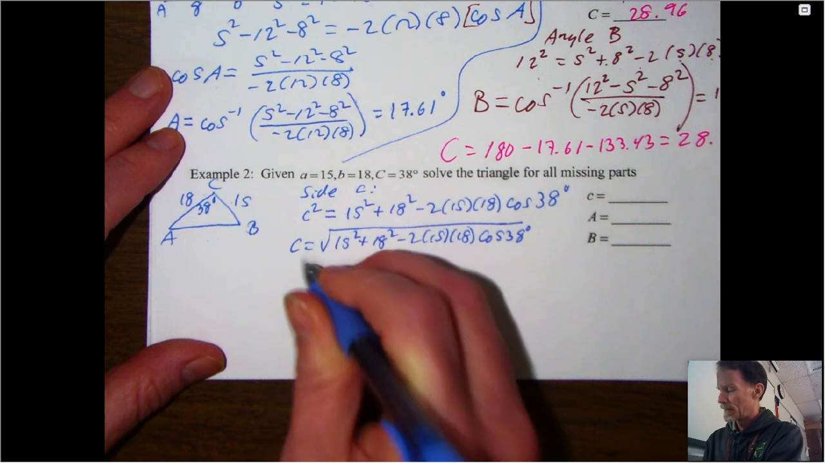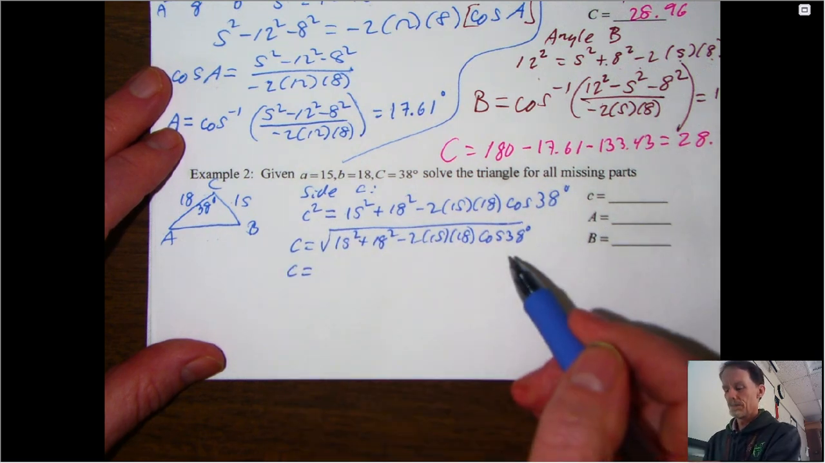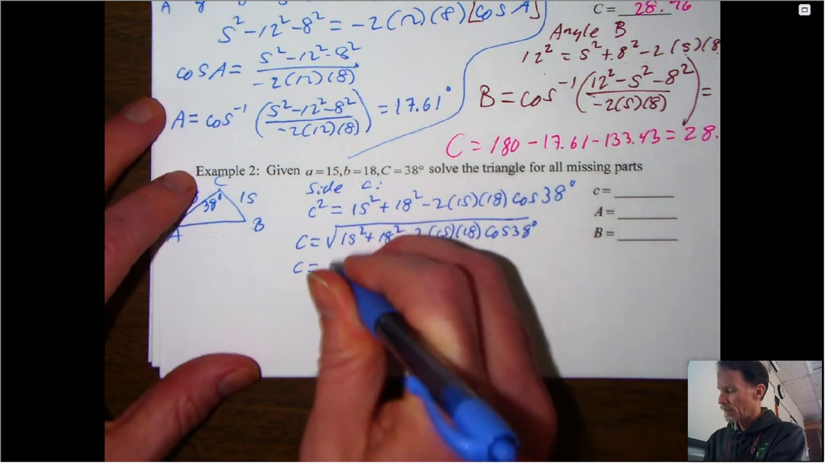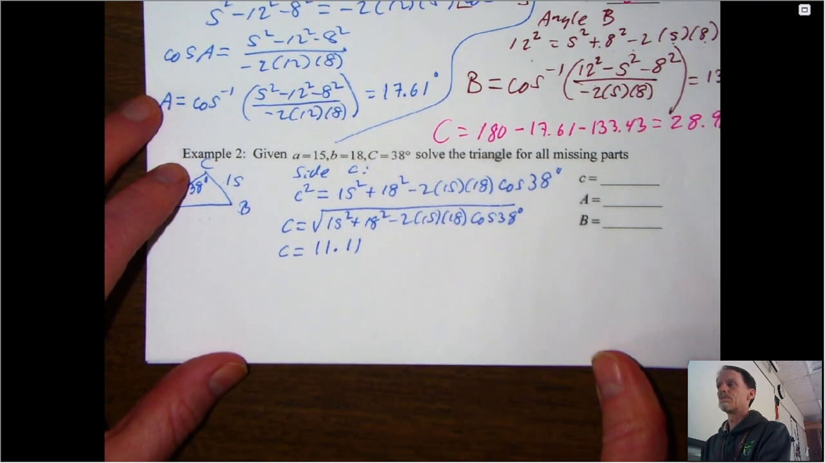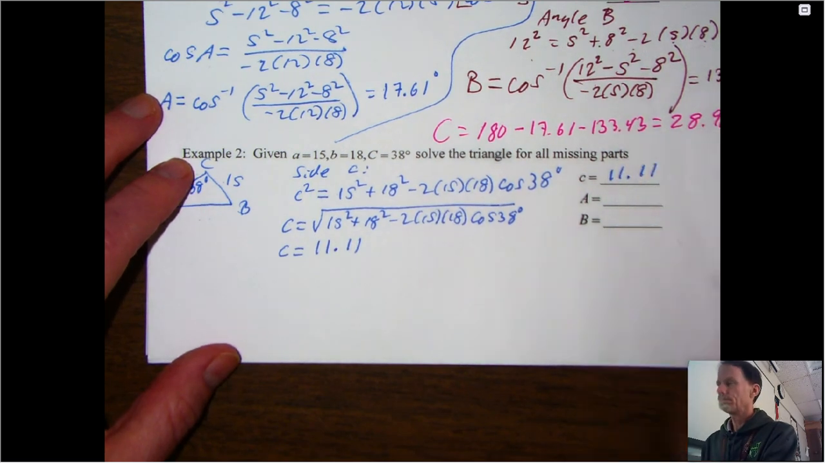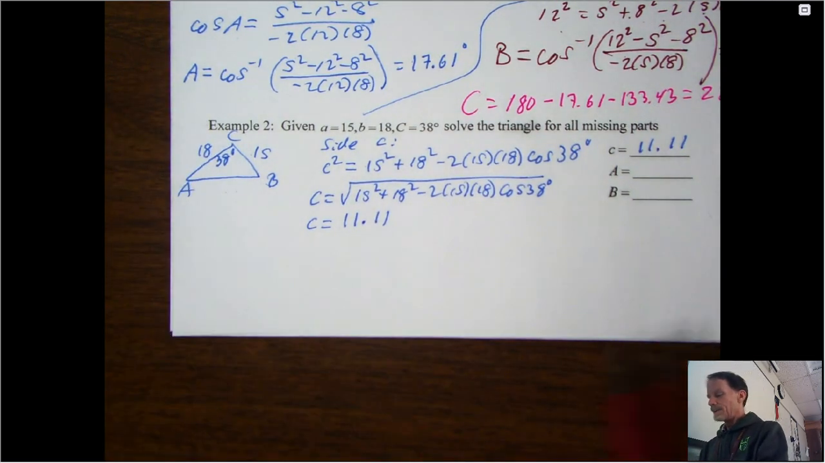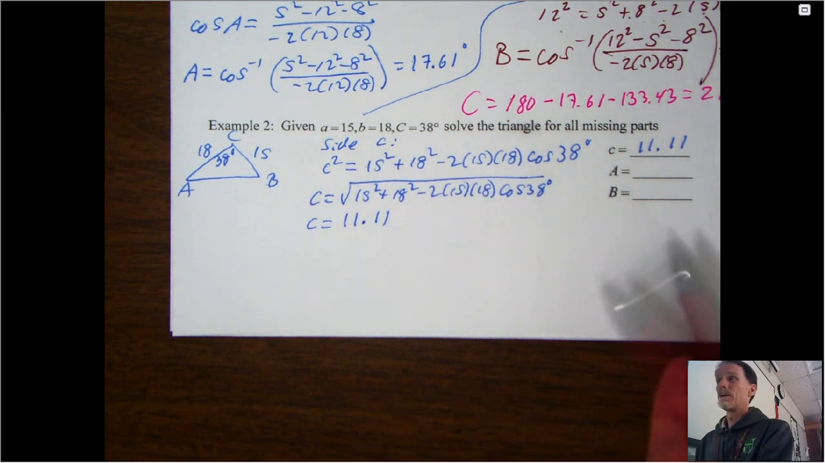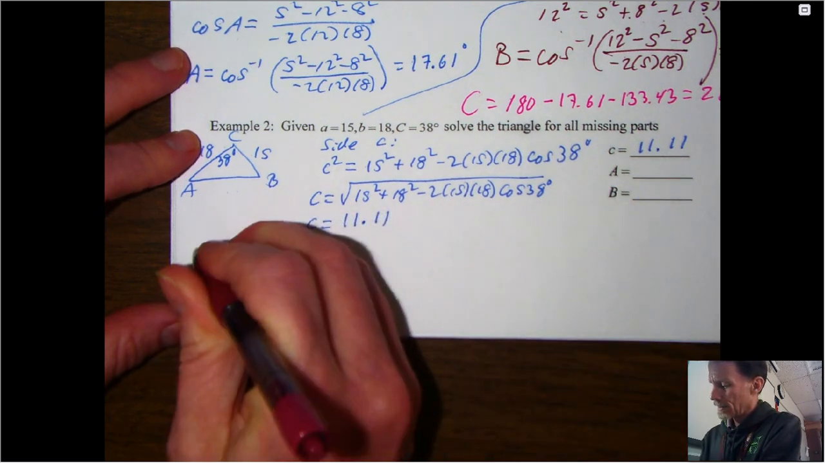And then when you put that in Desmos or your calculator, just make sure you're in degrees, you end up getting 11.11 if you go to the second decimal point. So that is your third side. And then to start finding the angles, remember, we only got to find one angle with the law of cosines, because the third angle we can just find by subtracting. So I'm going to find angle A next.